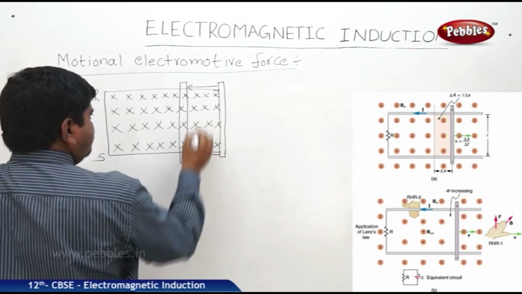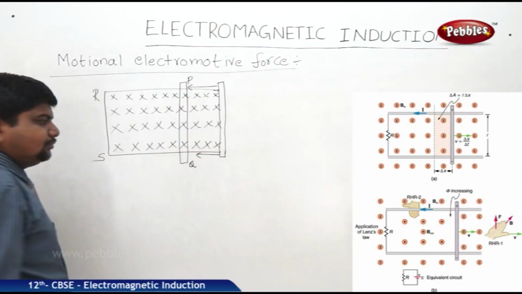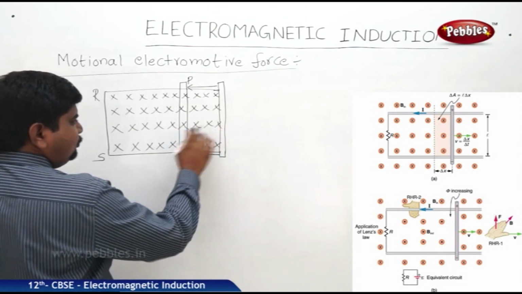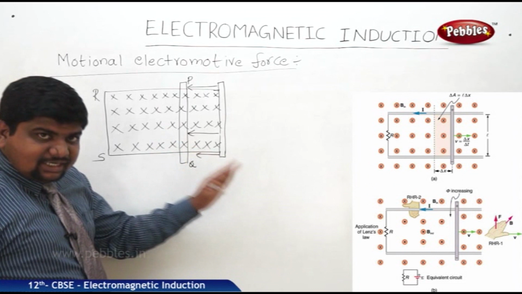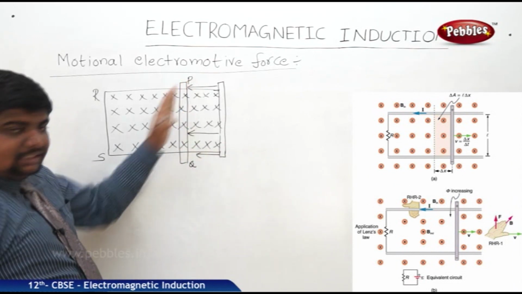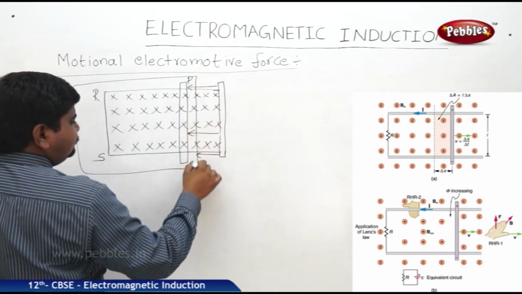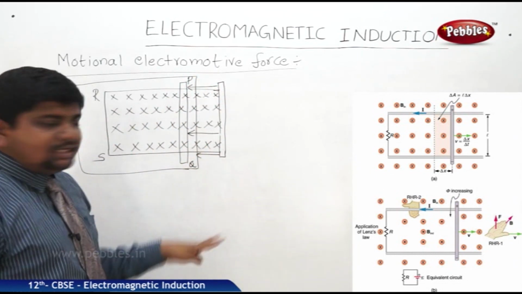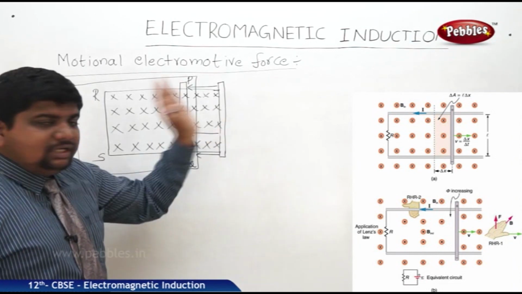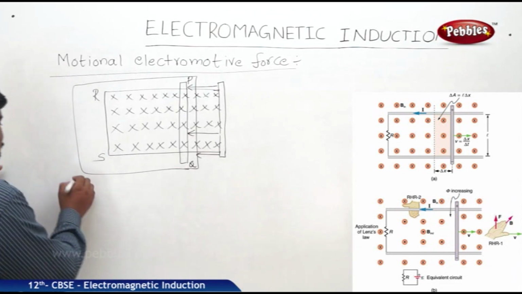Now this rod is PQ. Here it is moved from here to here. This is the distance travelled. Whenever a conducting rod is placed here, this whole surface will act like a closed loop. It's completely closed, meaning the conductor fully absorbs the electrons and there will be no leakage to the outside. So this PQRS will act like a closed loop.